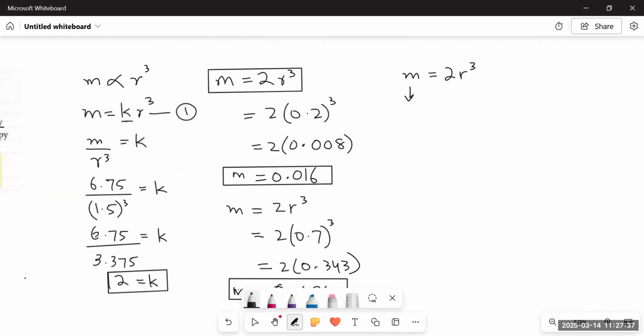Now the value of M is given as 0.25. So we are going to substitute the value of M. We will write the rest as it is, and then we will solve it. We have already discussed it earlier.